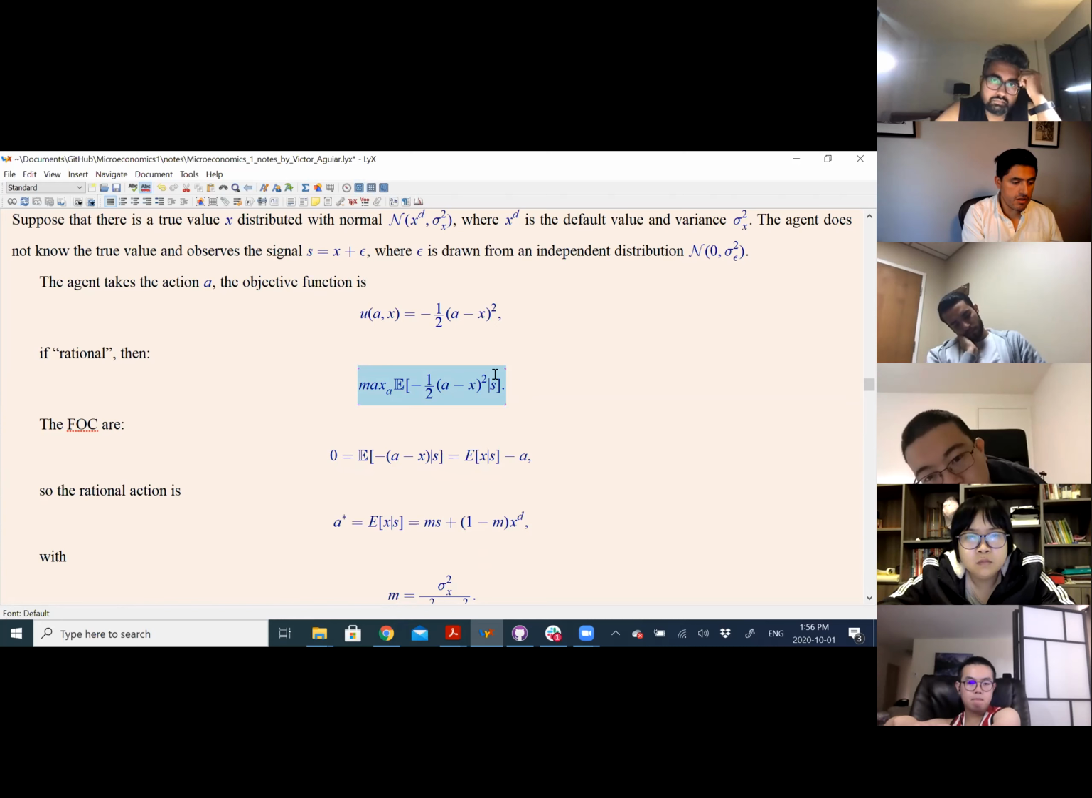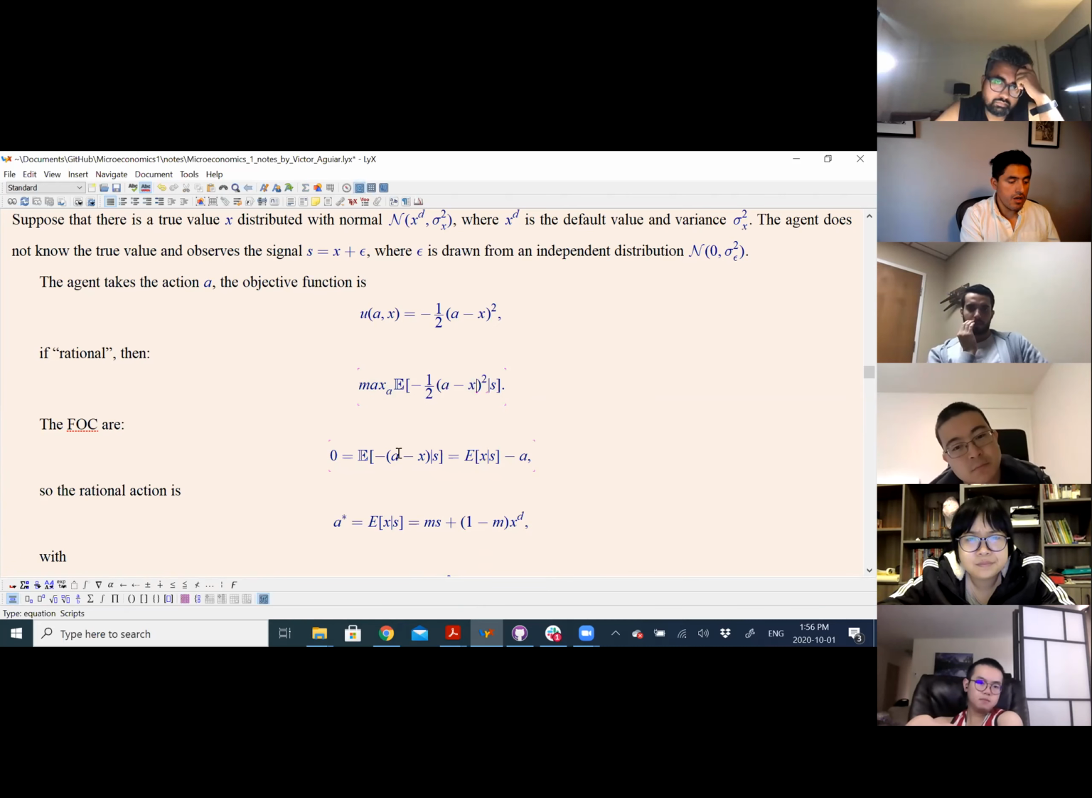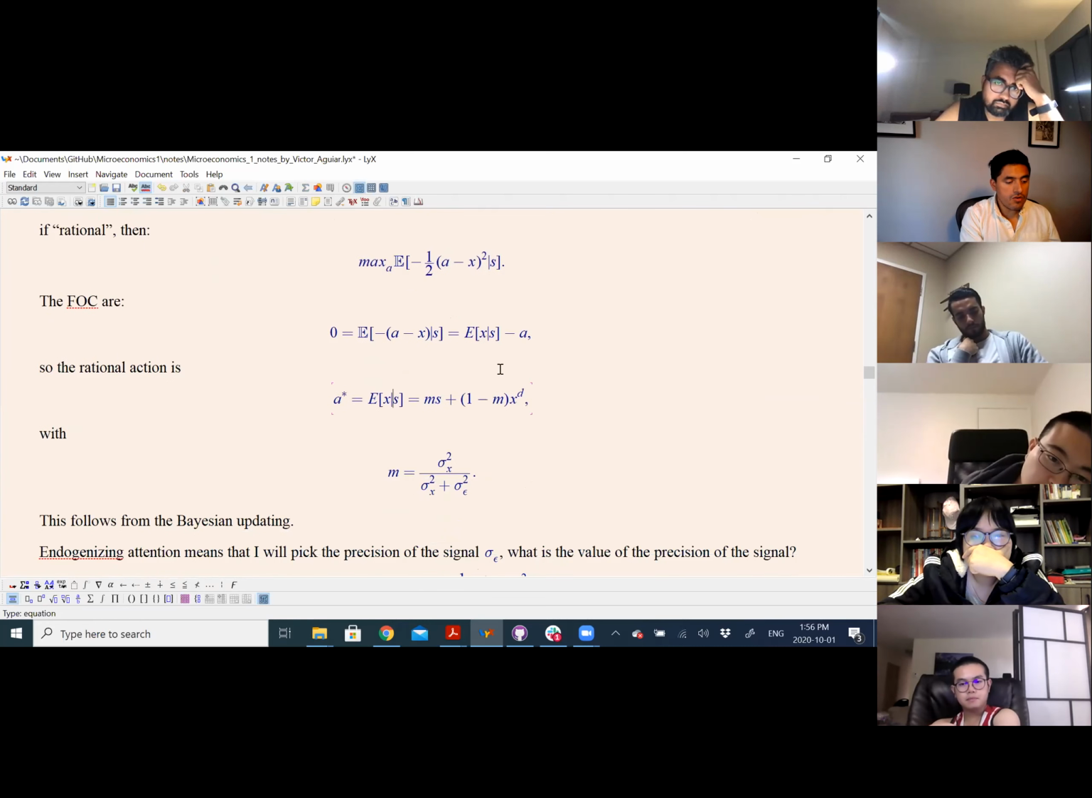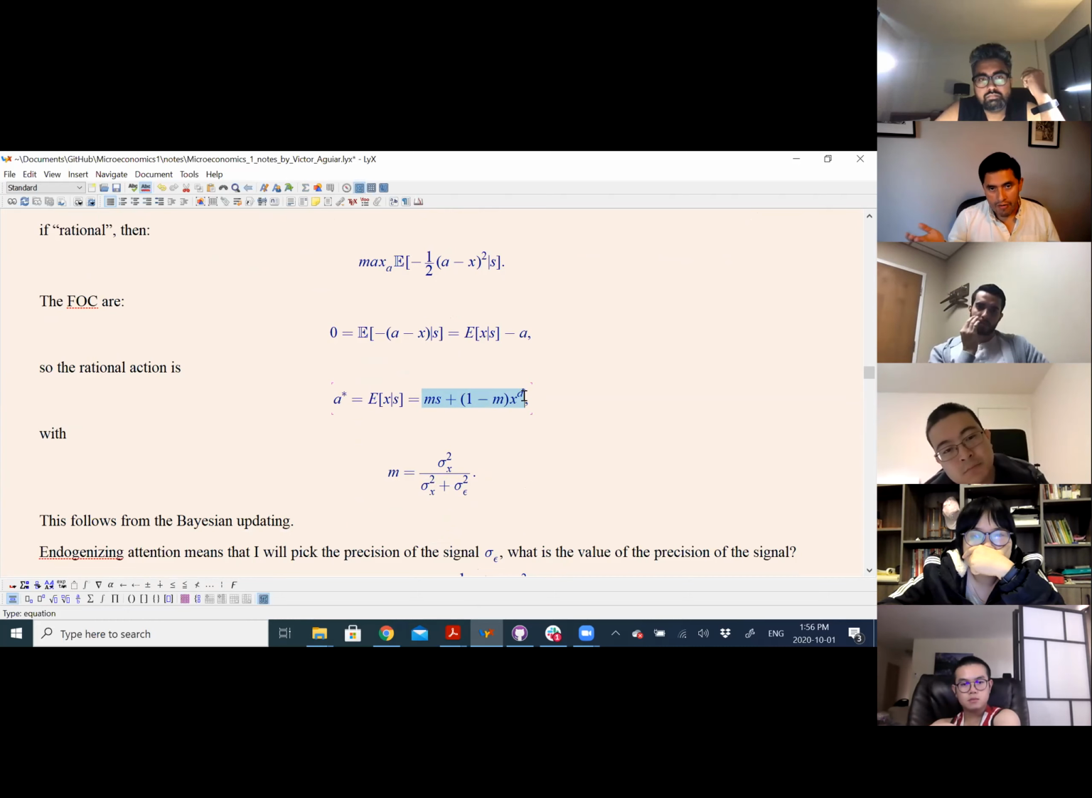So I just solve this. I take the derivative of this object. I can take the derivative inside the integral, which is the expectation. And then it gives me the following rule. It tells me that the optimal action is equal to the conditional expectation of the random variable x conditional on the signal.